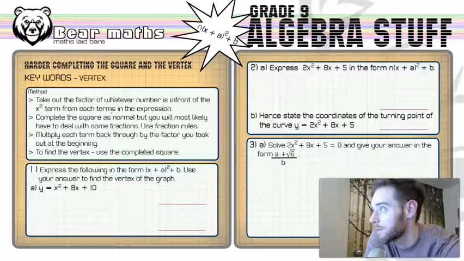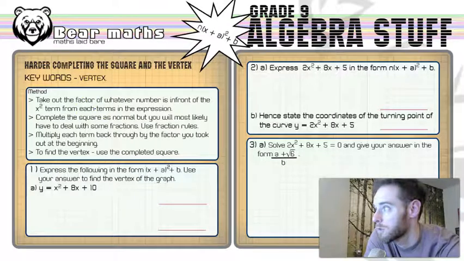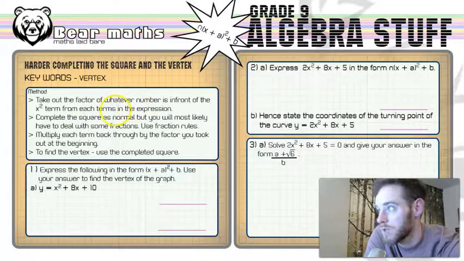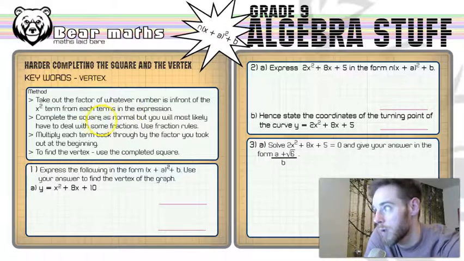Method. This is for finding or working out what the completed square looks like when it's a harder one, where a is not equal to 1. So take out the factor of whatever number is in front of the x squared term from each of the terms in the expression. Complete the square as normal, but you will most likely have to deal with some fractions. Use fraction rules if you do. Multiply each term back through by the factor you took out at the beginning. And then to find the vertex, you use the completed square.